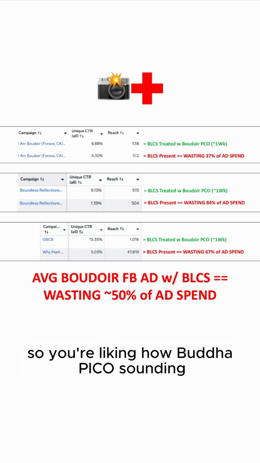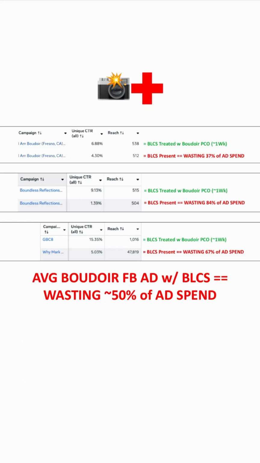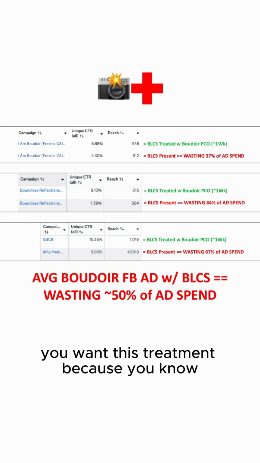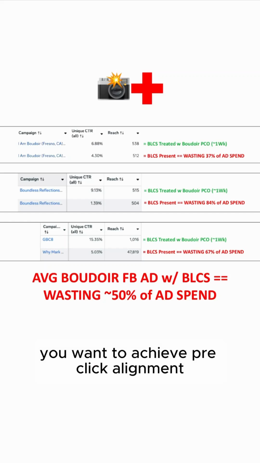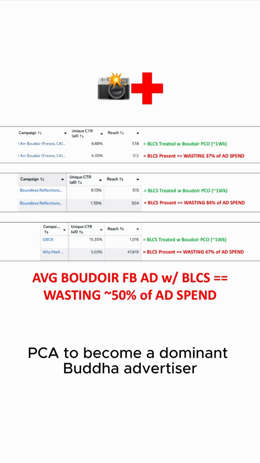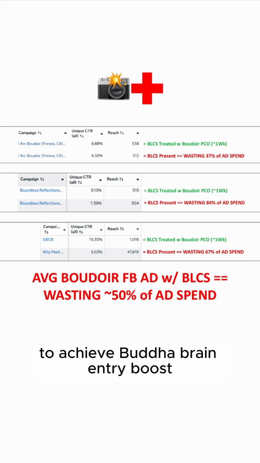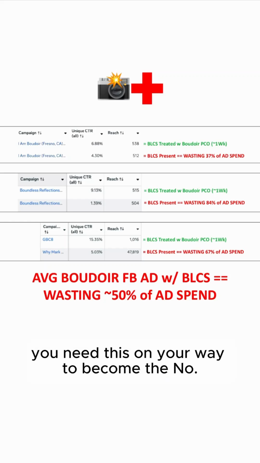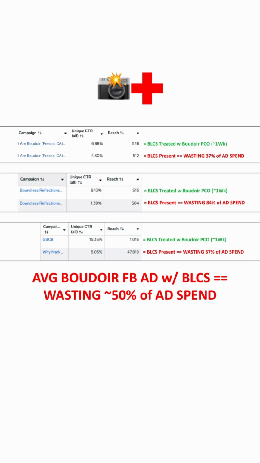So you're liking how Boudoir Pico is sounding, and you've decided that you want to use it, you want this treatment, because you want to achieve pre-click alignment, PCA, to become a dominant boudoir advertiser, to achieve boudoir brain entry boost, because you need this on your way to become the number one boudoir photographer in your city.